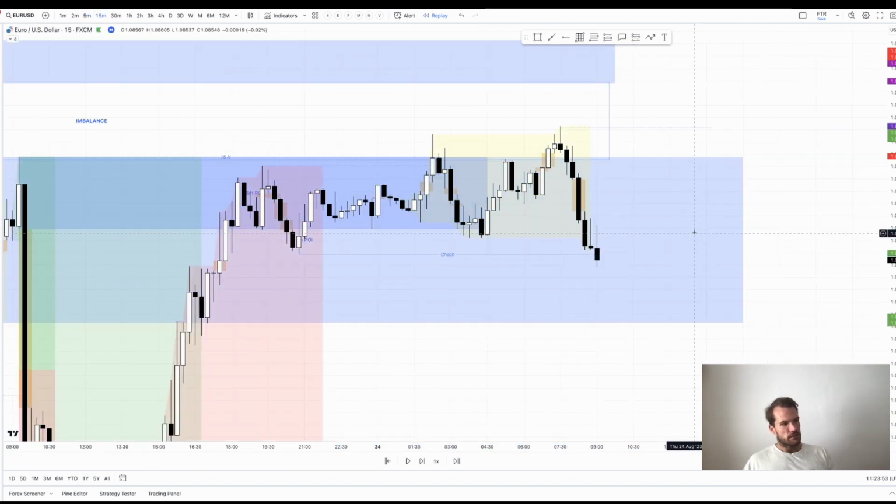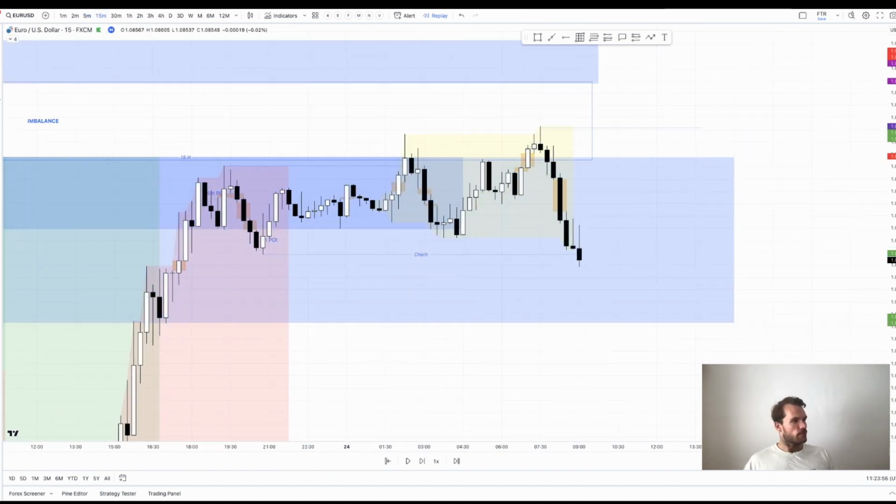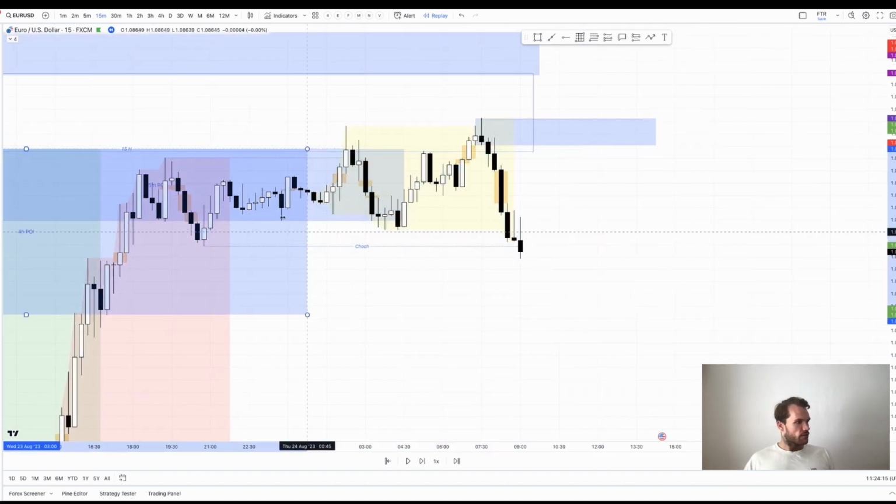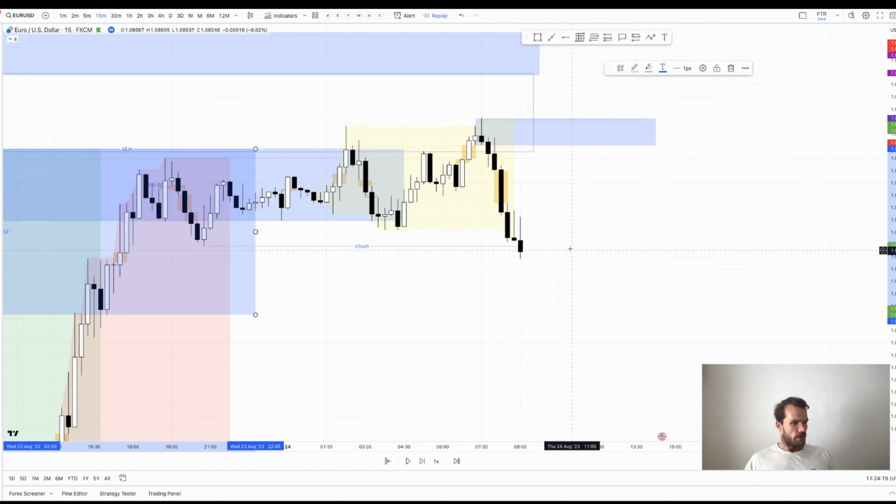So we'll delete this. We've got a choch though, so this is our, you know, I guess you include that up point, like push up. We've got this big imbalance here, so hopefully it's able to push up pretty deep into here. Depends. Euro's been moving a little bit funny sometimes. We're still inside this 4 hour, but we have got our choch down.